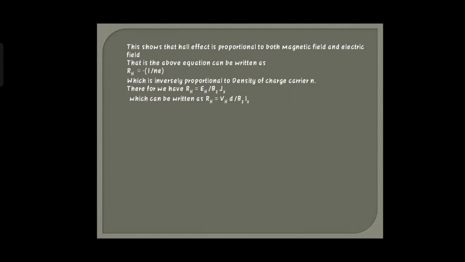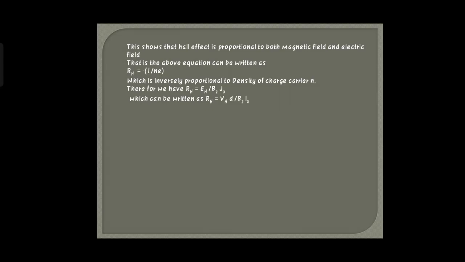This relationship shows that the Hall effect is proportional to both magnetic field and electric field. So the Hall coefficient RH can be written as Vh into D into Bz into Lx, where D is the thickness of the material. So that's all the theory we require for the experiment.